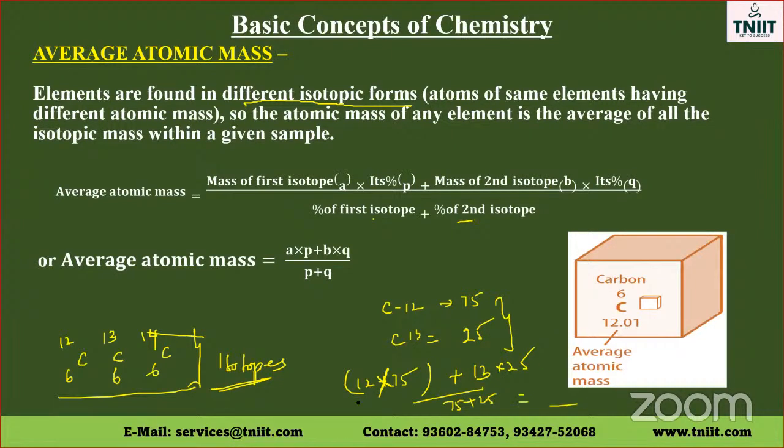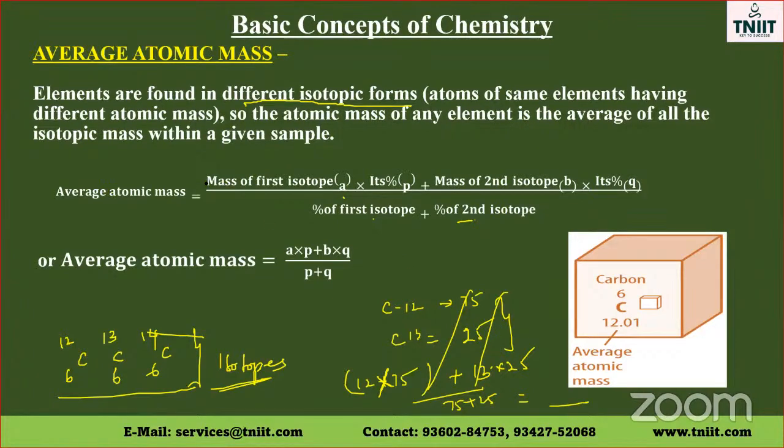So this simplification will give you the average mass of carbon. We will work out the problems later. Average atomic mass is given by the mass of the first isotope into its percentage plus the mass of the second isotope into its percentage, divided by the percentage of the first isotope plus the percentage of the second isotope. If you have 3 isotopes, mass of first isotope into its percentage plus mass of second isotope into its percentage plus mass of third isotope into its percentage, divided by percentage of first isotope plus percentage of second isotope plus percentage of third isotope. It goes on.